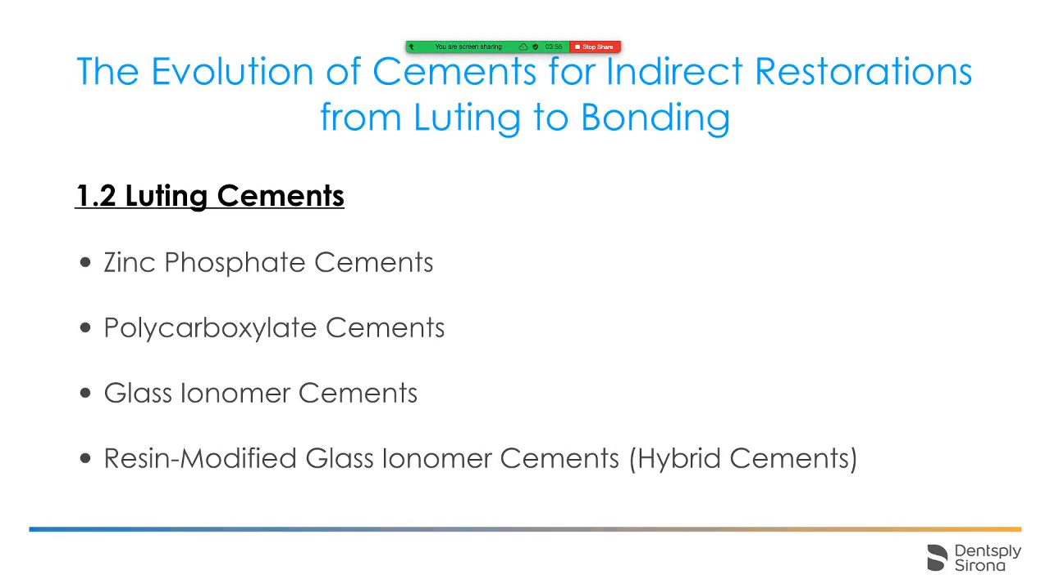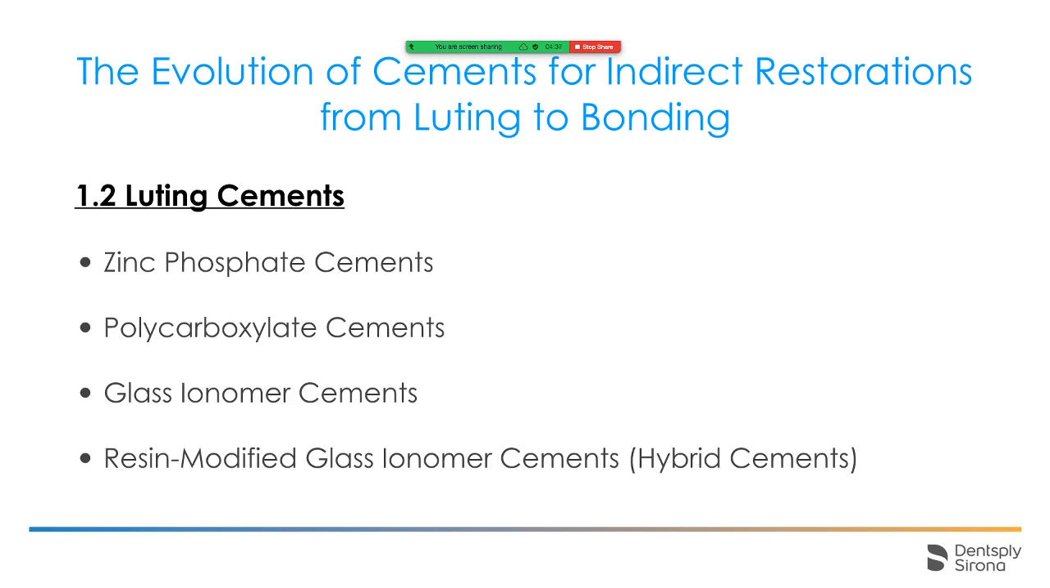The evolution of cements for indirect restorations, from luting to bonding. Luting cements, like zinc phosphate cement, the oldest of the luting cements, have been used for over 100 years. Zinc phosphate cements have been used successfully for metal supported restorations with very good mechanical retention. However, these cements are not recommended for use with ceramic crowns and composite crowns because of their inferior compressive and flexure strength. The disadvantage of zinc phosphate cements is that they are soluble in oral fluids. They discolor and have weak physical and mechanical properties, so their use is very limited.